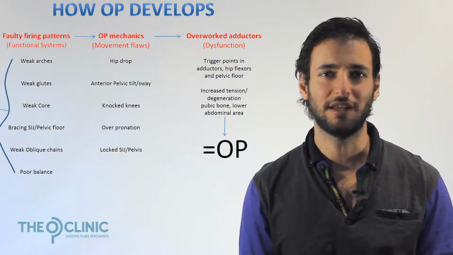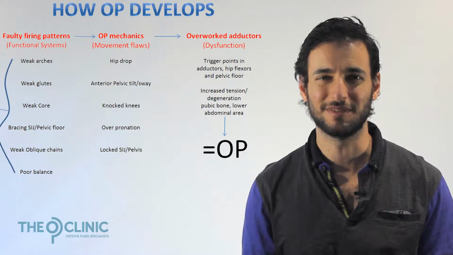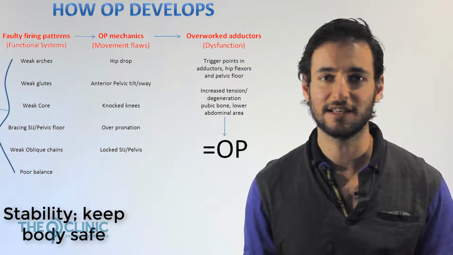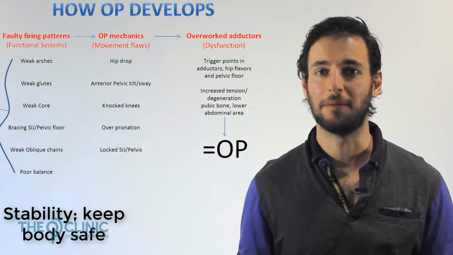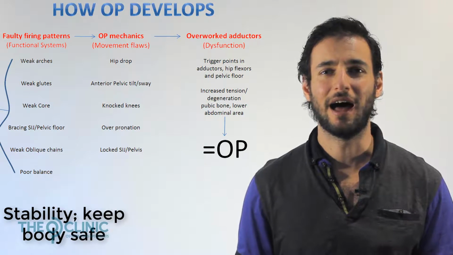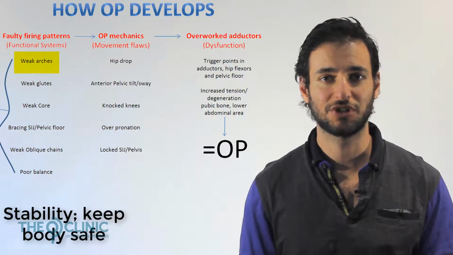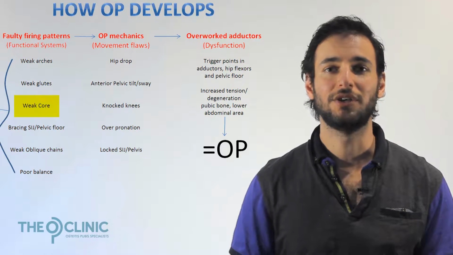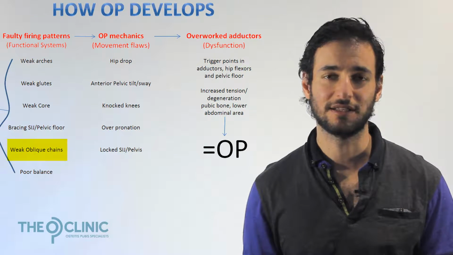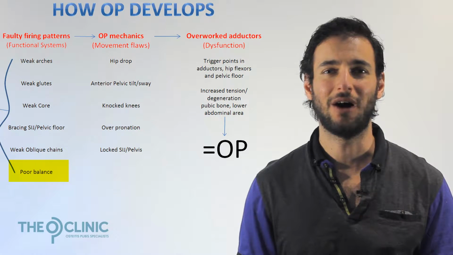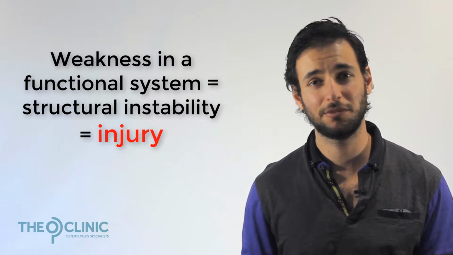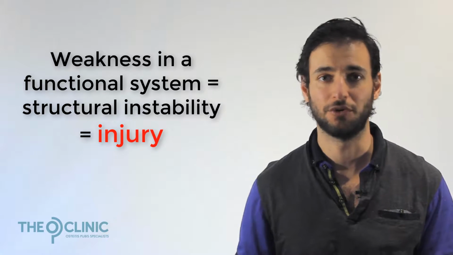Essentially, everyone has these 6 functional systems that more or less take care of the stability, control, and balance of your body. You need these 6 systems to stay upright and move efficiently without hurting your ligaments and joints. These are your arches, your glutes, your core, your sacroiliac joint and pelvic floor, your oblique chains, and your balance system. If you have any weaknesses in any of these systems, you're going to have some structural instability in your body, and you're likely to have some pain, discomfort, or an injury.